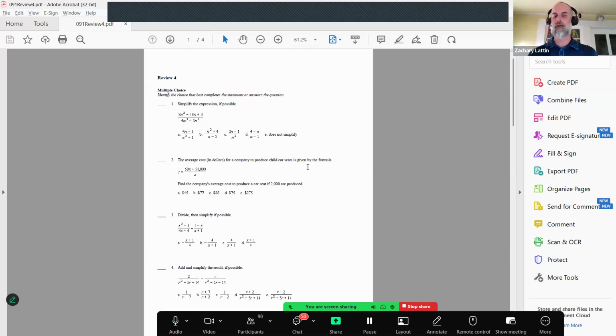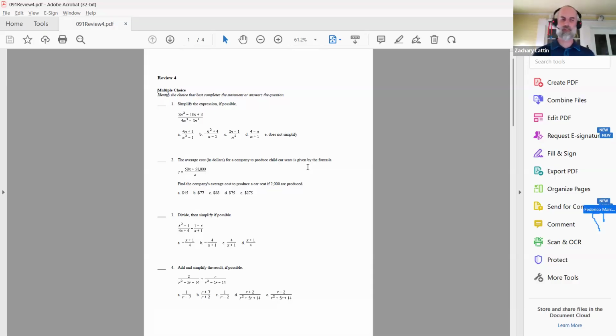Blank. Multiple choice. Identify the choice that best completes the statement or answers the question. Blank. 1. Simplify the expression, if possible. Blank. Blank. Blank. A, B, C, D, E does not simplify. Okay, do you think you could complete that question, given that information? Blank. On to number 2.